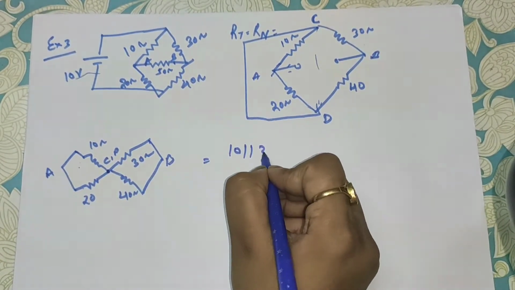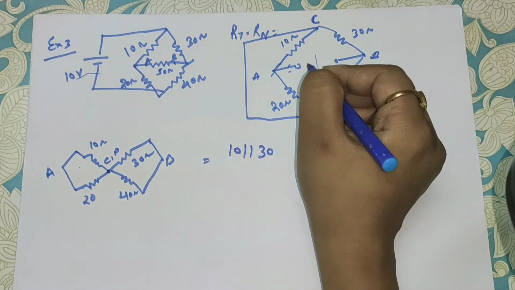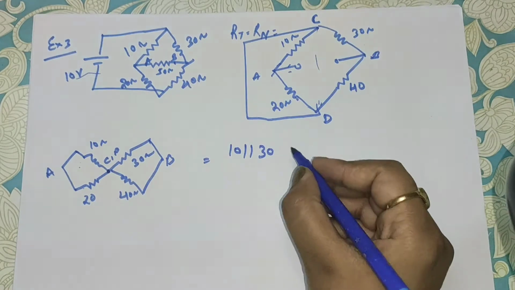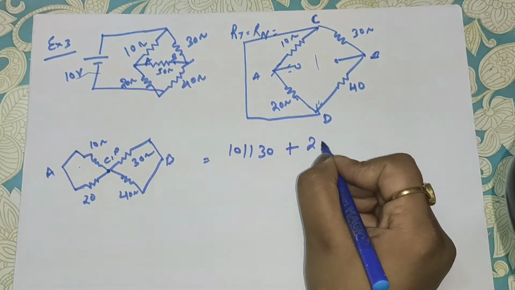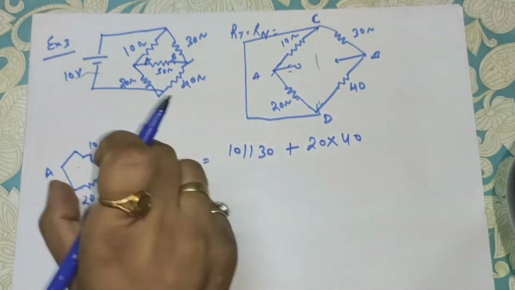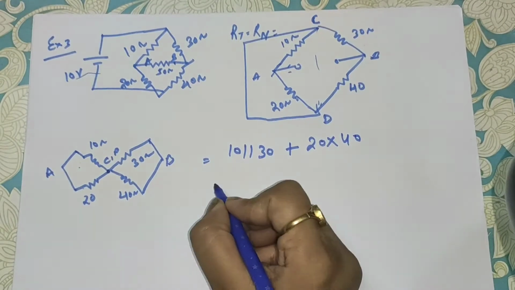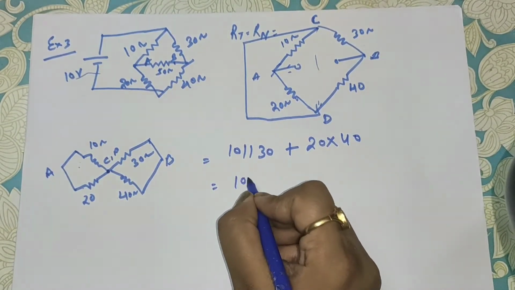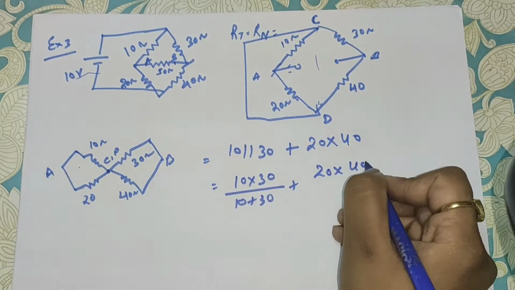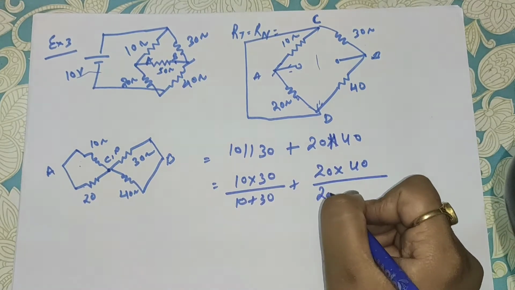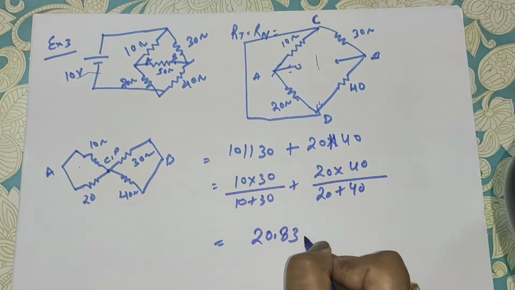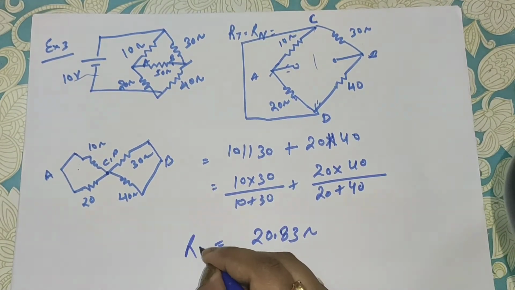So you can write 10 parallel 30. Current will flow like this, divide, and then current will be divided like this. So 10 into 30 parallel plus 20 into 40 parallel. Sorry, this combination and this combination are in series. So if you solve this, 10 into 30 upon 10 plus 30 plus 20 into 40 upon 20 plus 40, you will get 23 ohm. This is your RL.